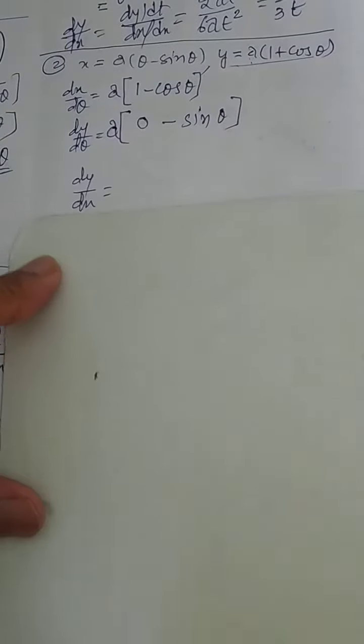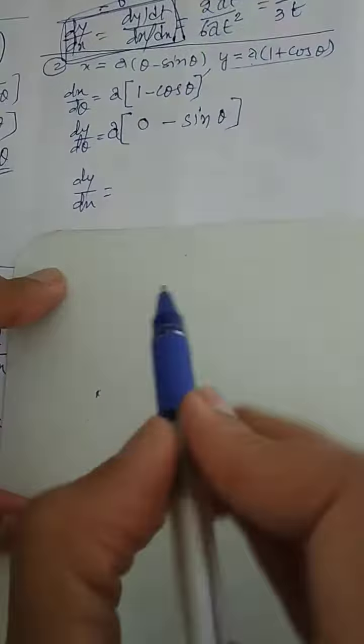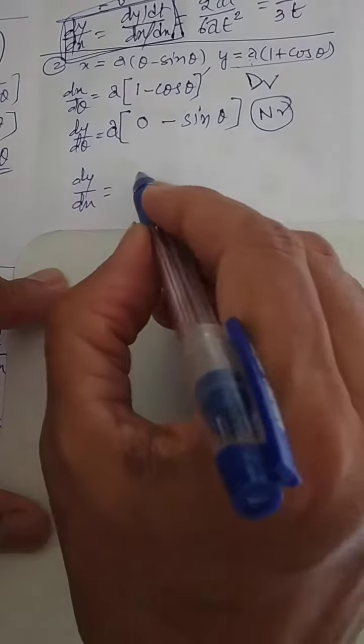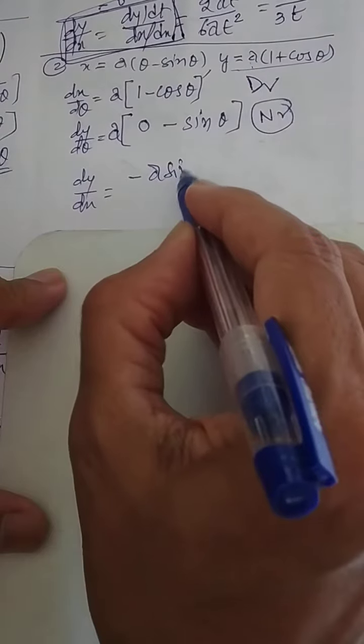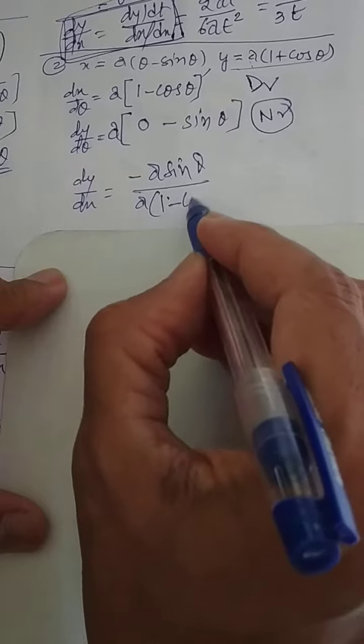So now I replace these both. What will be the numerator? If you remember this remark, dy by dx is dy by d theta upon dx by d theta, so this is the numerator and this is your denominator. So I should write minus a sin theta upon a into 1 minus cos theta.